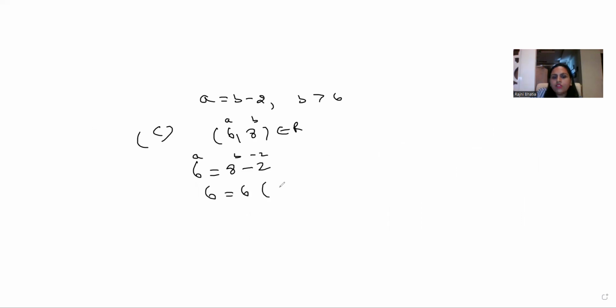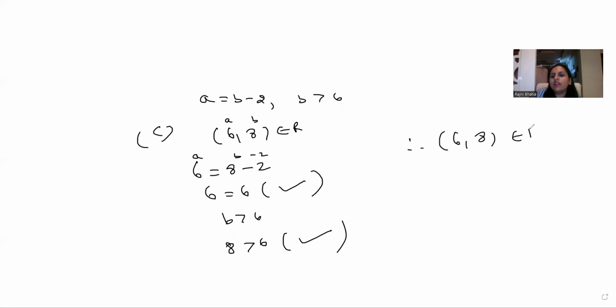Now we'll move to option C, which is 6, 8 belongs to R. Our two conditions were A is equal to B minus 2 and B should be greater than 6. So this is A, this is B. 6 is equal to 8 minus 2. A is equal to B minus 2. 6 is equal to 6. So it is satisfying the first condition. B should be greater than 6. Here the value of B is 8. 8 is greater than 6. It is satisfying the second condition also. So therefore we can say 6, 8 belongs to R, and therefore option C is the correct option.